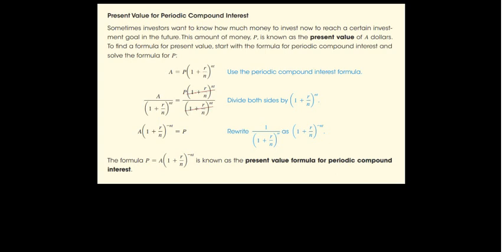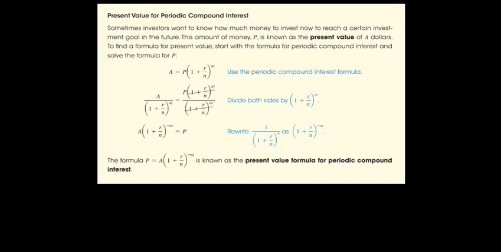Anyways, present value. So let's read. Sometimes investors want to know how much money to invest now to reach a certain investment goal in the future. This amount of money, P, is also known as the present value of $A. To find a formula for present value, we start with the formula for periodic compound interest and solve the formula.